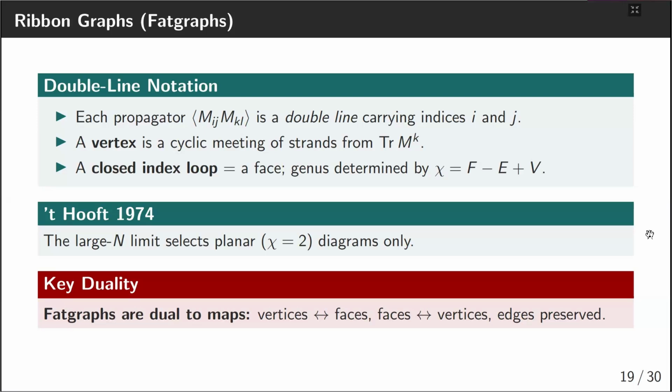So 't Hooft in 1974 came up with the idea that the large n limit selects planar diagrams only, which is chi equals 2. There's a key duality: fat graphs are dual to maps. Vertices are to faces, faces are to vertices, edges are preserved. So fat graphs are duals to maps.